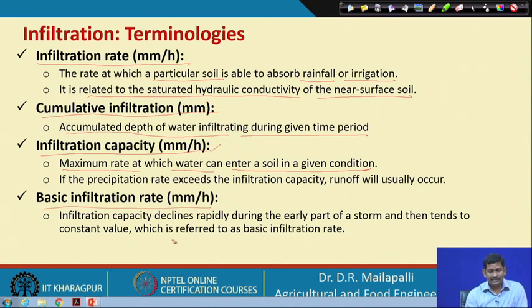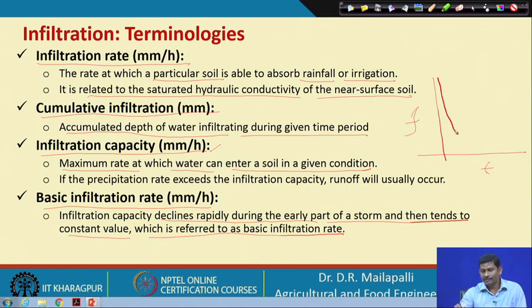Then the basic infiltration rate. The infiltration capacity declines rapidly during the early part of a storm, then tends to a constant value, which is referred to as the basic infiltration rate. In this graph, with time and infiltration rate, initially the infiltration rate is very high, then it declines and comes to a constant. This constant is what we call the basic infiltration rate, or fc.